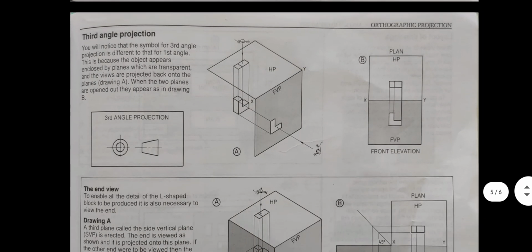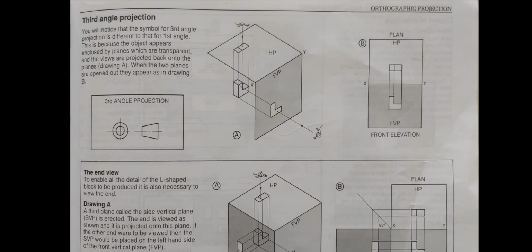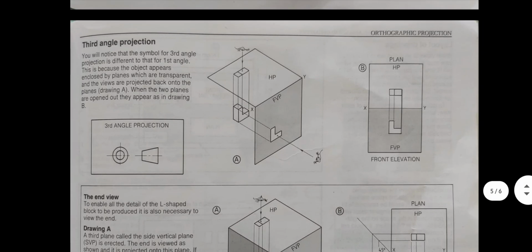So moving on to third angle projection, right? You can see that instead of having the front above the plan, you have the plan being drawn above the front, right? You can see that in the diagram there.